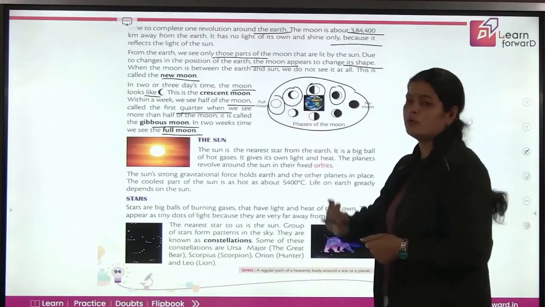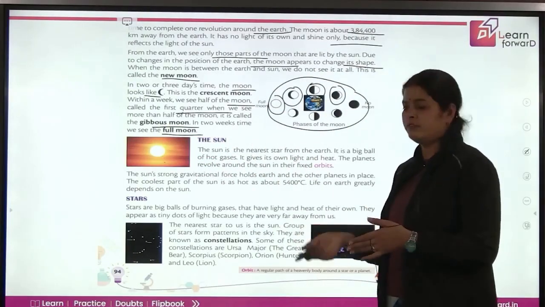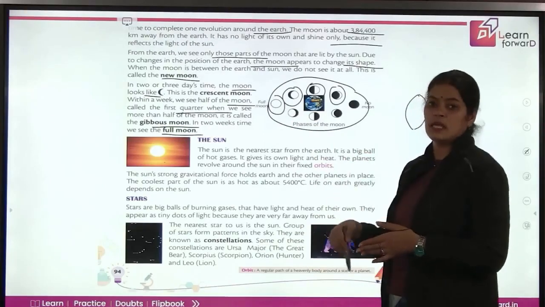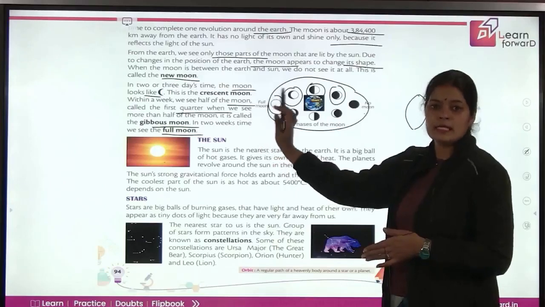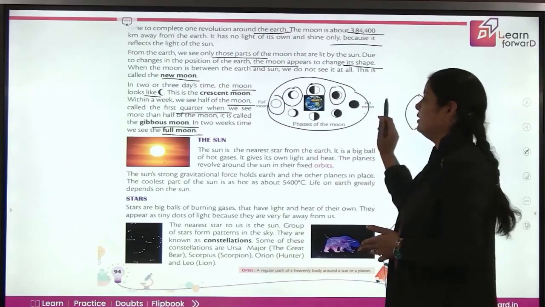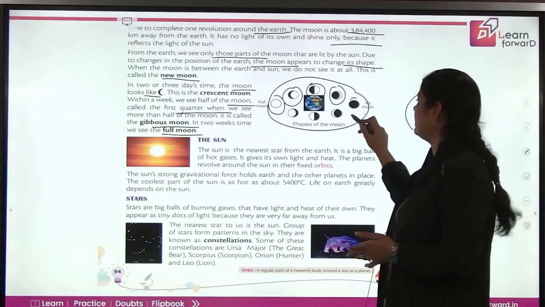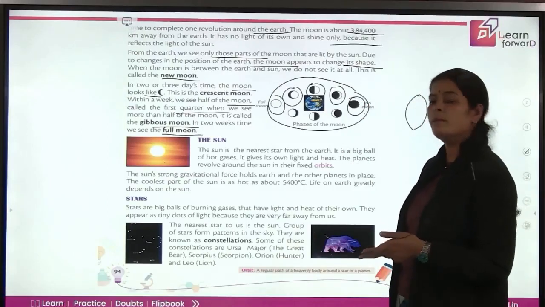Now moon is full. Now in another 15 days, it will start decreasing its size. From no moon, the size of the moon increases. From full moon day, it will be decreasing, and one day we will not be able to see the moon.